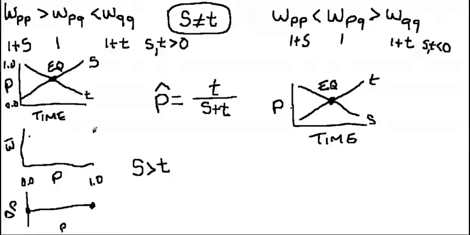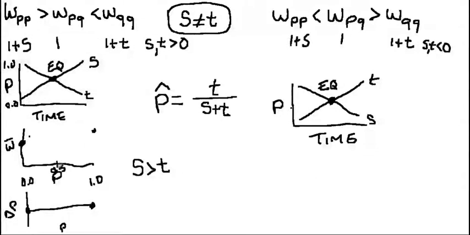Now, in contrast, if I only had A2 alleles, my average fitness in the population would be WQQ, which would be 1 plus T. But since S is greater than T, that must mean that 1 plus S is greater than 1 plus T. So I know that my value for W bar, when I have no P alleles, I only have Q alleles, has got to be somewhere below that point for what it is when I only have P alleles. So now you notice that the average fitness values are different whether I have only Q alleles or I have only P alleles, and it's greater when I only have P alleles.